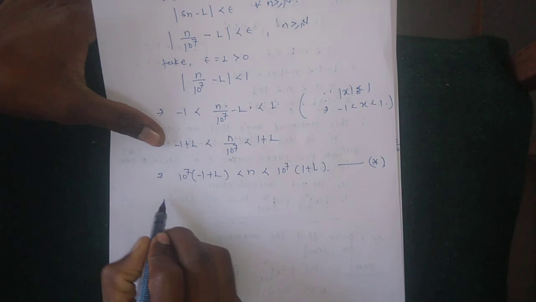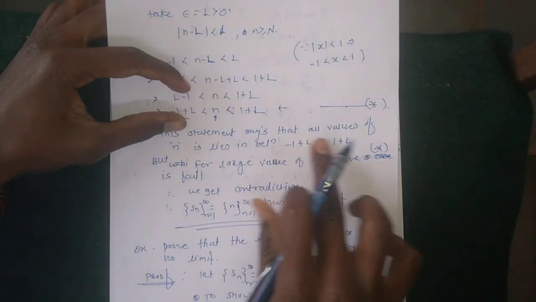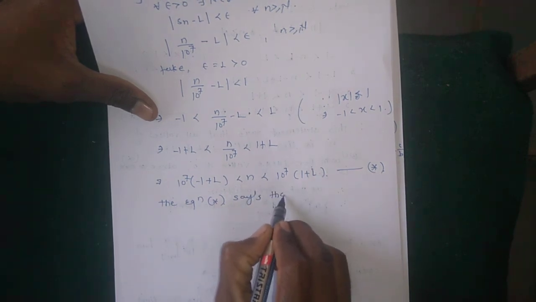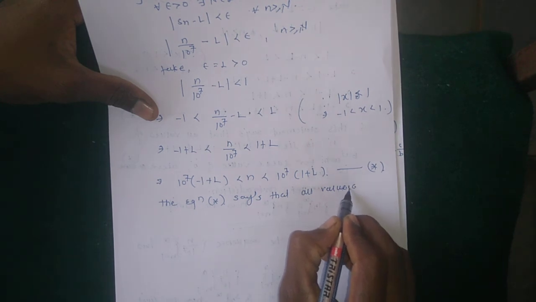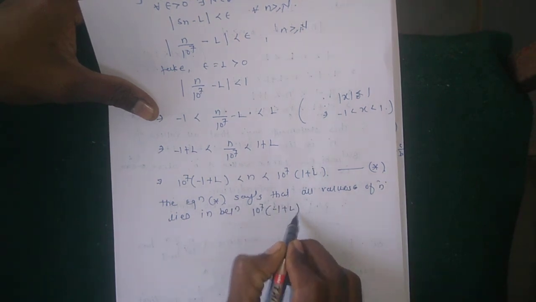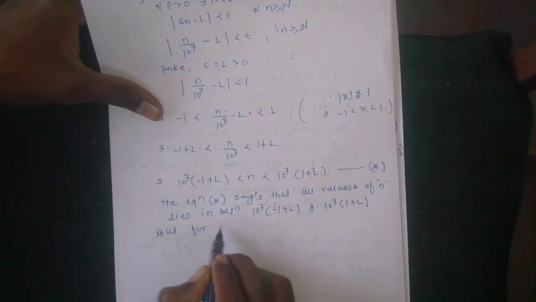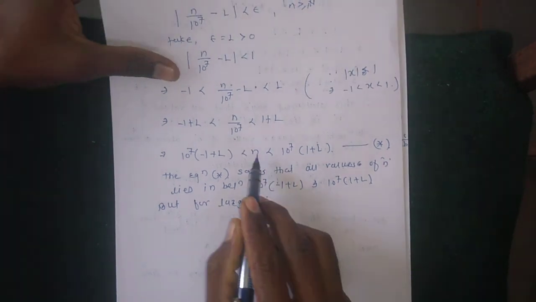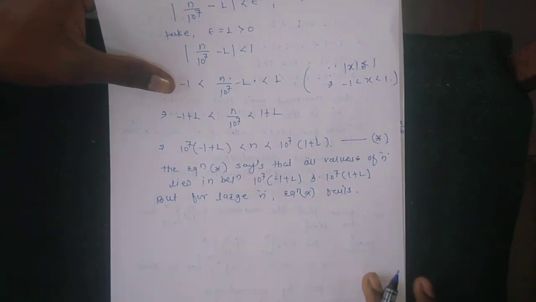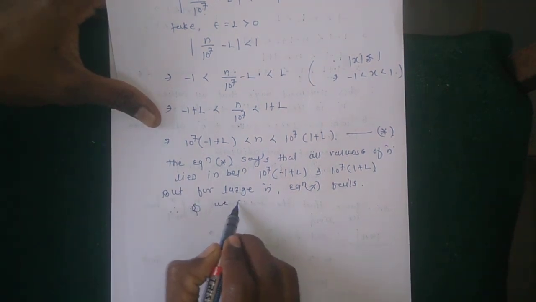But this statement, the equation star, in a similar way, the equation star says that all values of n lie in between 10 raised to 7 into minus 1 plus L and 10 raised to 7 into 1 plus L, but for large n equation star fails, or the last statement fails. Therefore we get a contradiction.